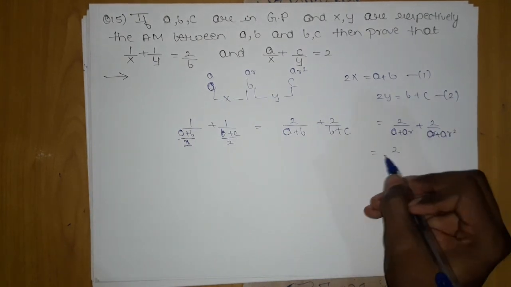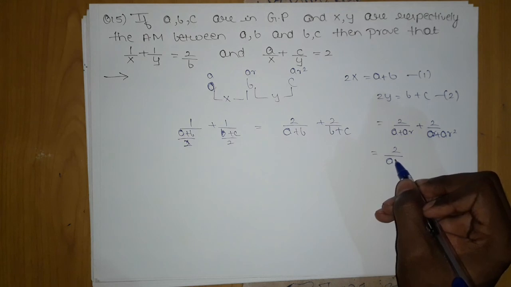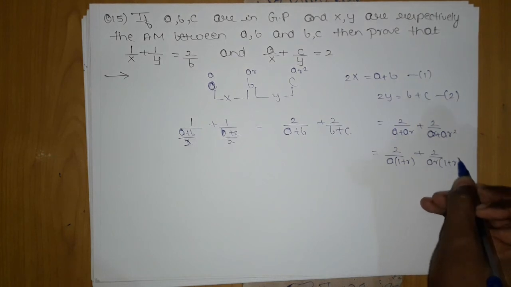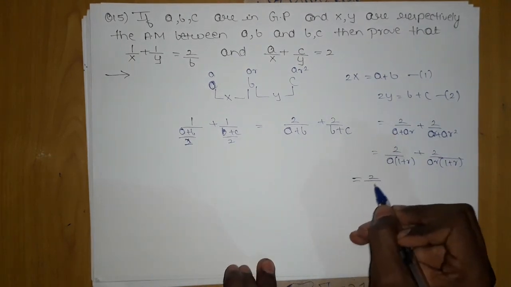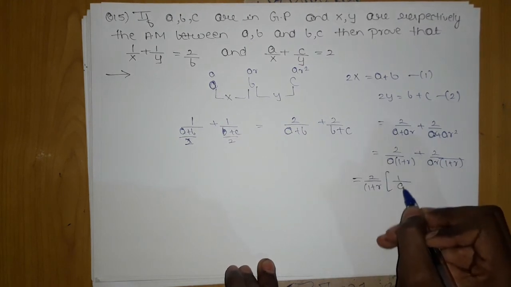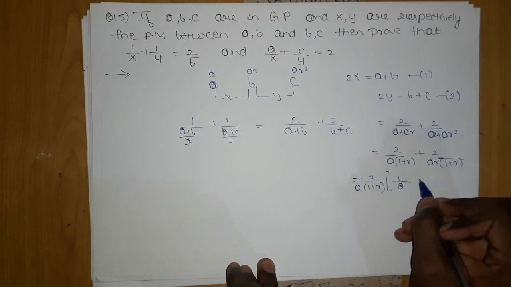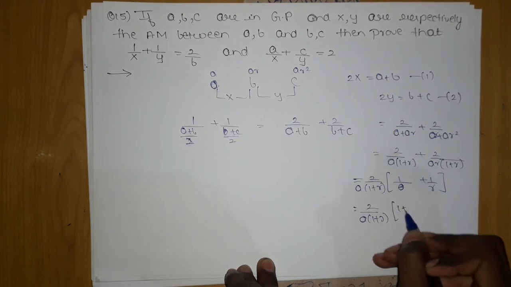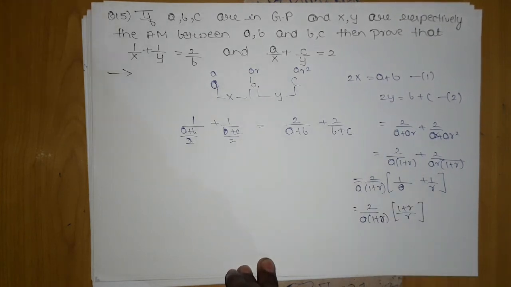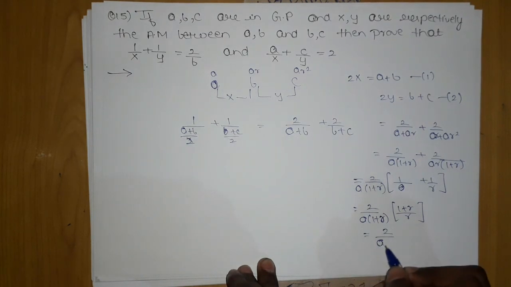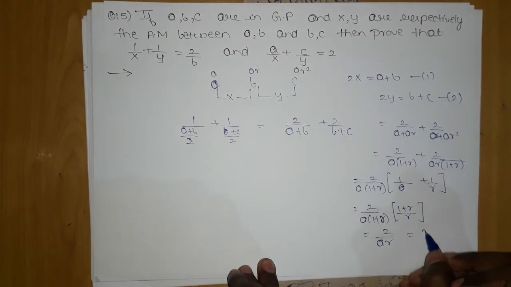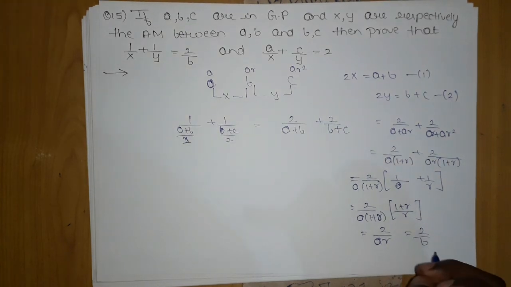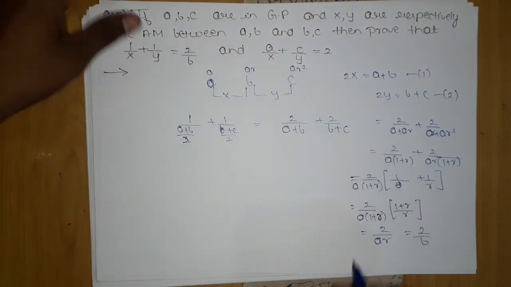Then if I take 2 into a common, I have 1 plus r. Similarly, here if I take ar common, I have 1 plus r. Now if I take 2 upon 1 plus r common, and a also common, then I have 1 plus 1 upon r, which is nothing but 2 into a into 1 plus r upon r. So 1 plus r cancels out, which gives me 2 upon ar. And 2 upon ar is nothing but 2 upon b. So this is how we do the problem. There was nothing great, just using the GP concept of a, ar and ar square terms. So we have proved the first thing.